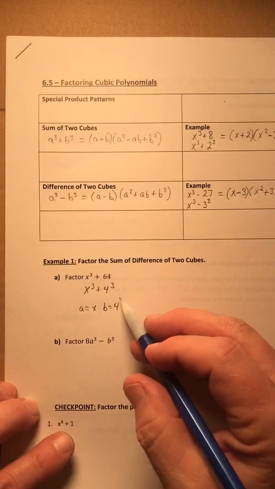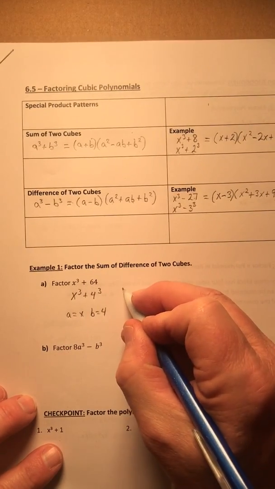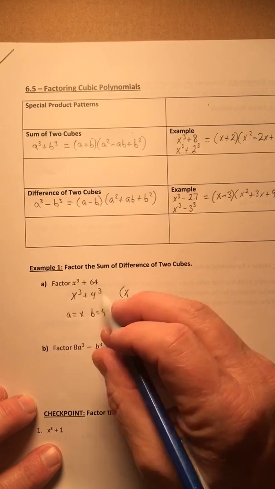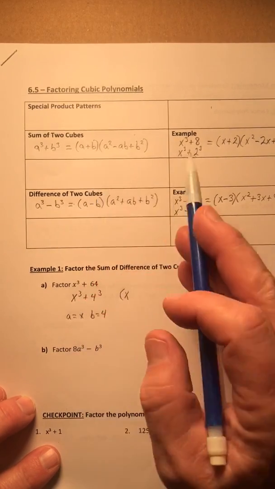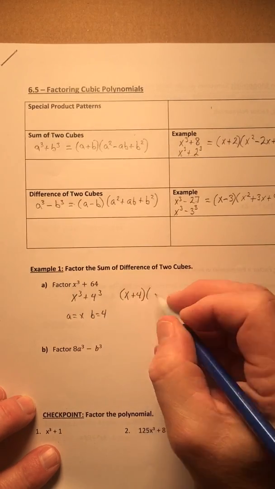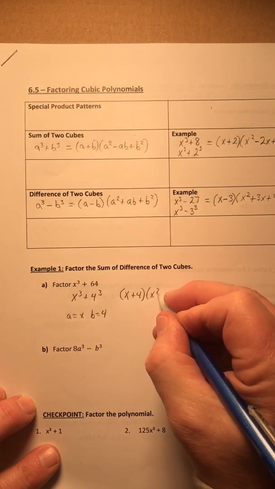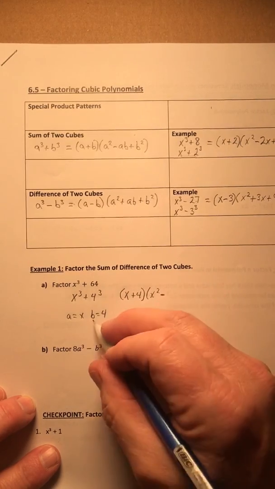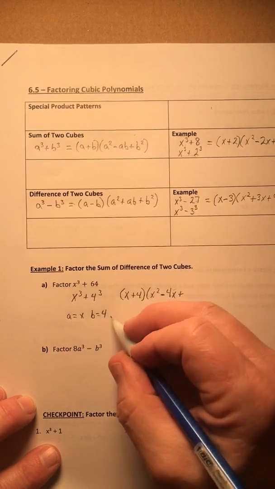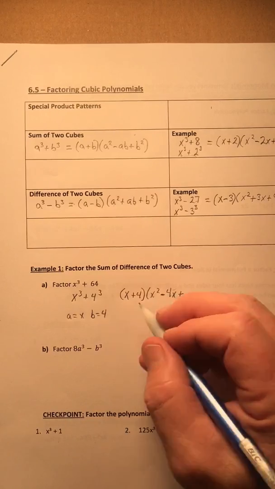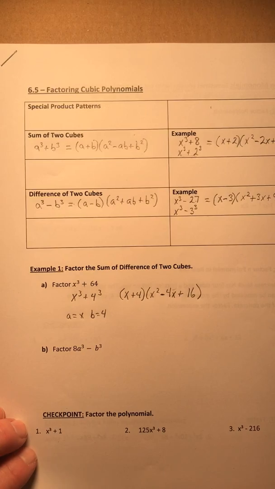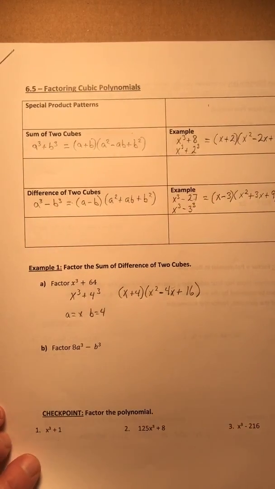Okay? So here we go, our formula. We have parenthesis a, which is x, plus, because again, it's the one with the plus sign, so it's a sum of 2 cubes. So plus b, which is 4, times a squared, so x squared, minus a times b, so x times 4, or 4x, and then plus b, which is 4 squared. So 4 squared gives us 16, and that's what it's going to look like. All right? So that's what we're doing. We're factoring out the sum and difference of 2 cubes.